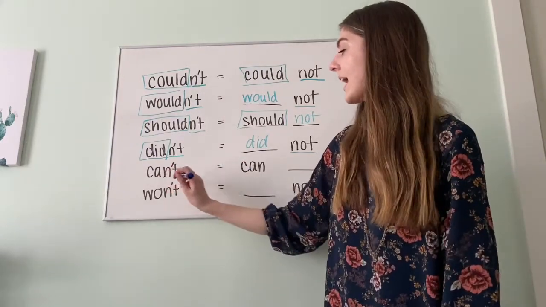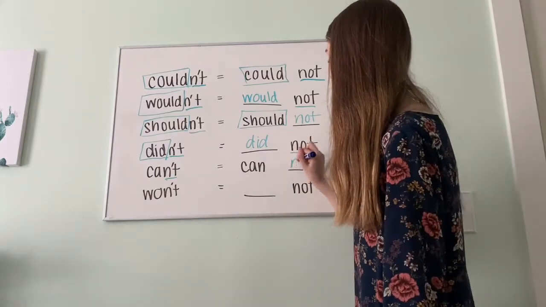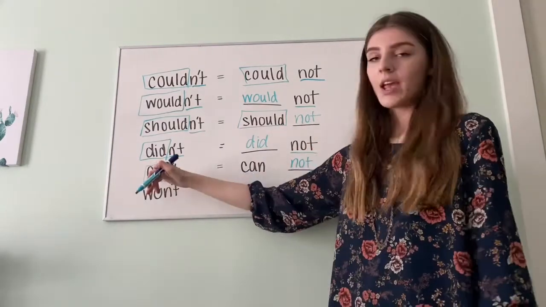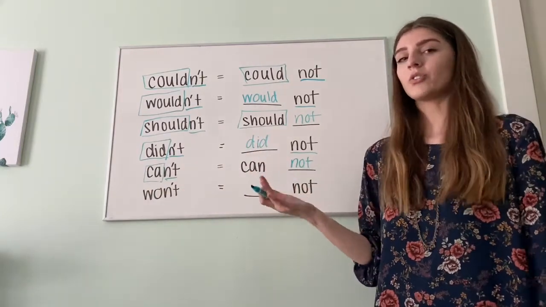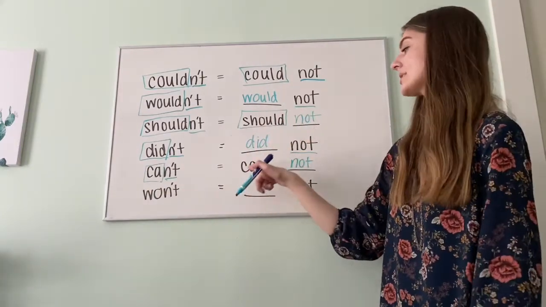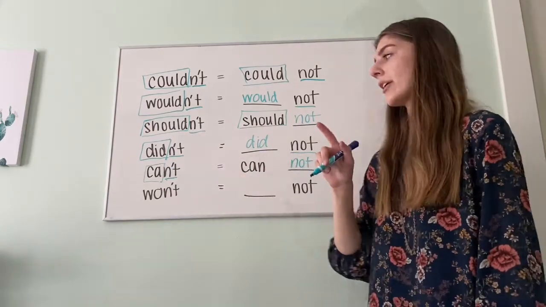Okay, now we have can't. This one's a little bit tricky. The NT still turns into not. CA isn't a word. I can't say, I cannot go somewhere. I can not. So the word is can not. And I don't want to have a double N, so I only use one N there.